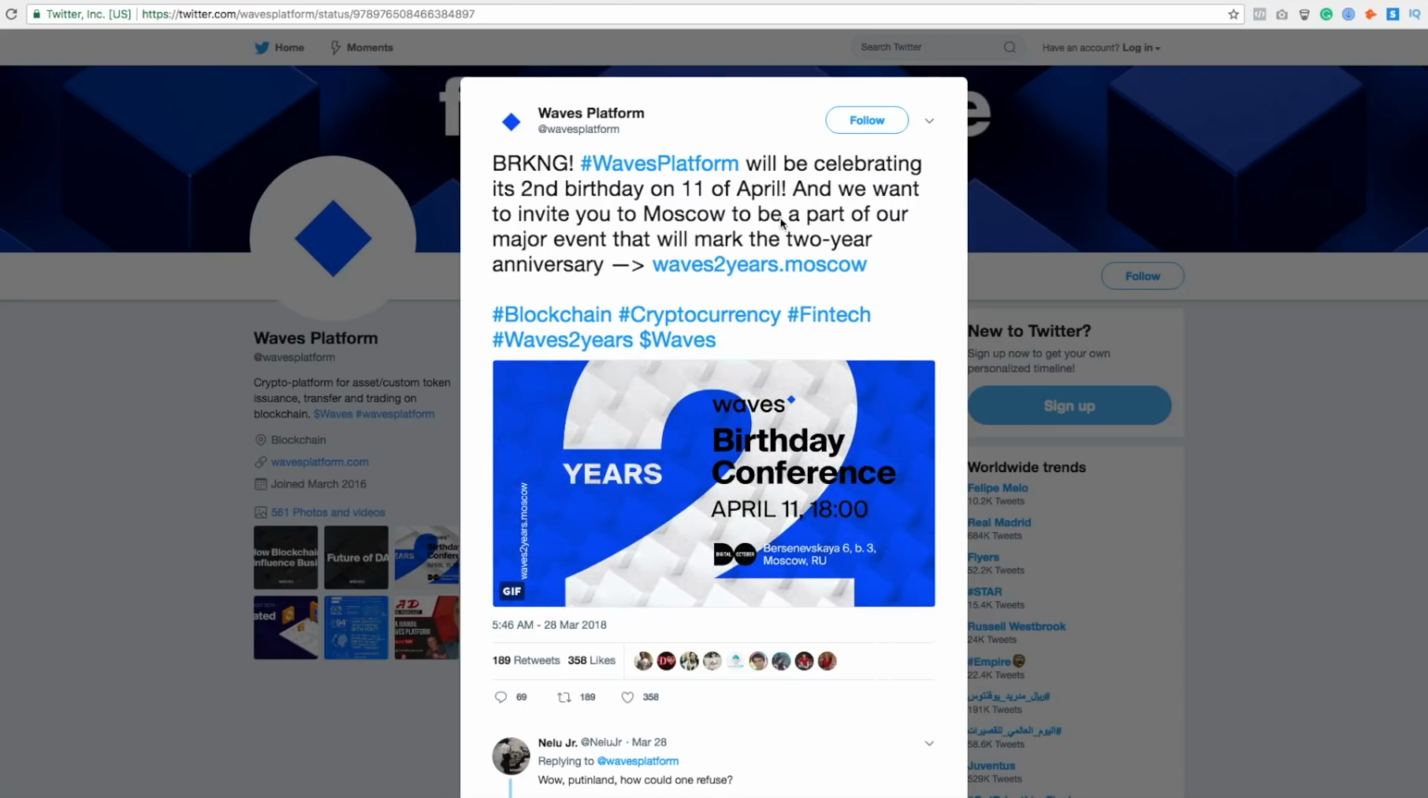Waves also has an update. So the Waves platform will be celebrating its 2nd birthday on the 11th of April, and we want to invite you to Moscow to be part of a major event which will mark the 2-year anniversary. So if you guys are in Moscow, definitely head over here and check out this awesome event. I'm certainly looking forward to seeing what Waves is going to be doing in 2018. And that is it today from the news, guys.